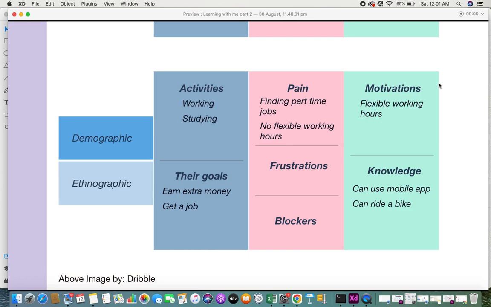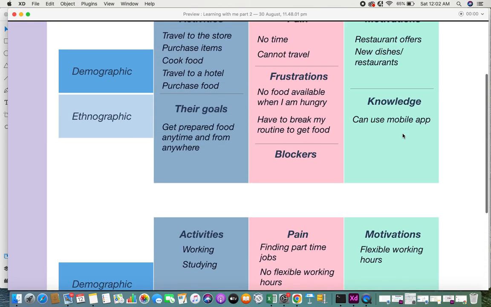Their motivation is finding a job that has flexible hours, and their knowledge is that they can use a mobile app and they can ride a bike. So when you understand the different similarities of data, you tend to segregate them out, and that's where you start forming a persona. This is not the exact stage, but you're kind of understanding what are the different characters that you might have, who would be using the system that you are developing.